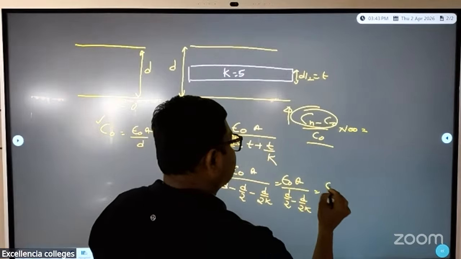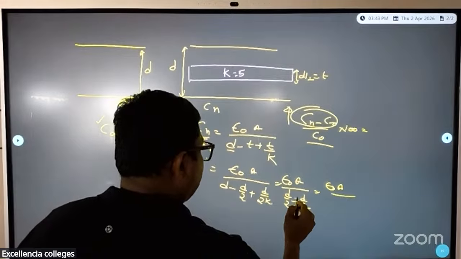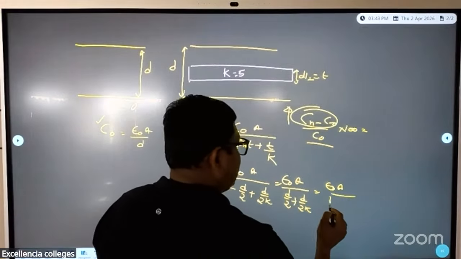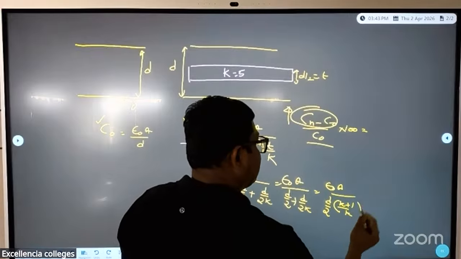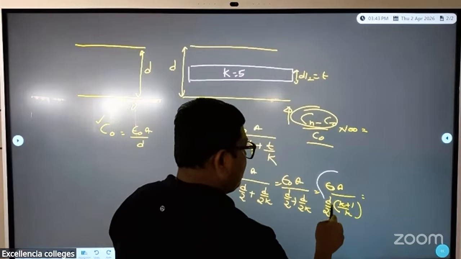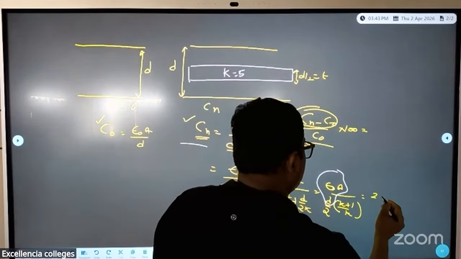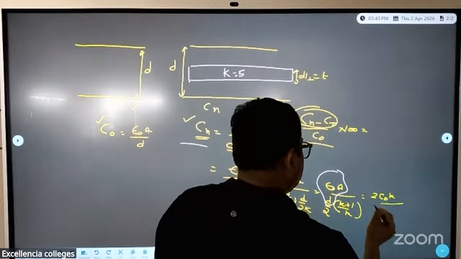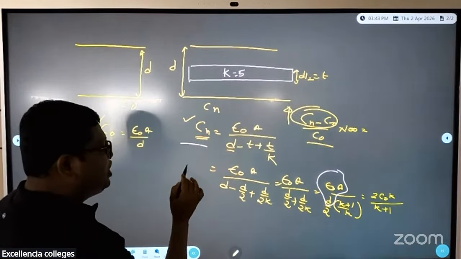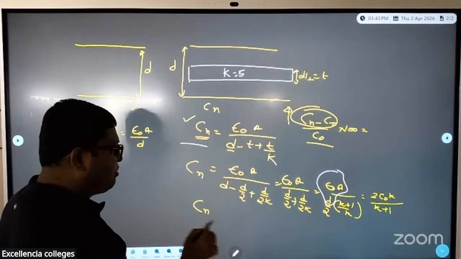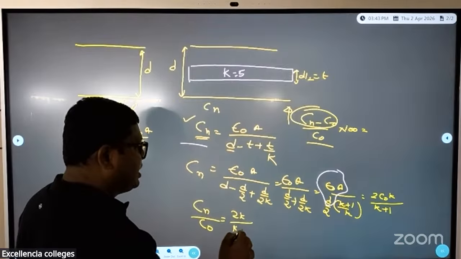So you can have epsilon, this will be plus and this will be plus D by 2 outside. So this will be (K plus 1) upon K. So you have K, that will become C naught. So you have C naught divided by 1. So this is what you're going to get. So now this is the new capacitance. So the new capacitance by the original capacitance is 2K by (K plus 1).